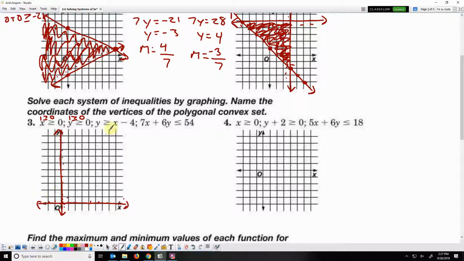Okay, next, y is greater than or equal to x minus 4. So this one has a y-intercept of -4, which is going to be kind of tough to graph. So instead, let's check the x-intercept. What if I put in a 0 for y? And I'm just going to use equals for now. And I move that to the other side. The x-intercept is 4. Okay, so I put in a 0 for y so I can find the x-intercept, and I get x is 4. So there's my x-intercept. My slope here is 1, so it's up 1 over 1.